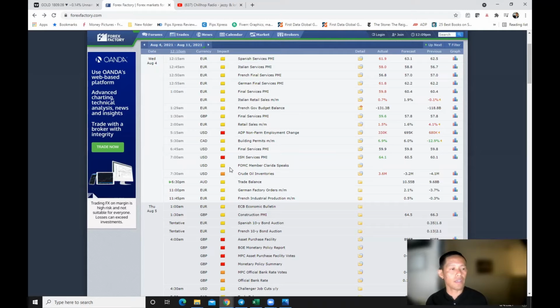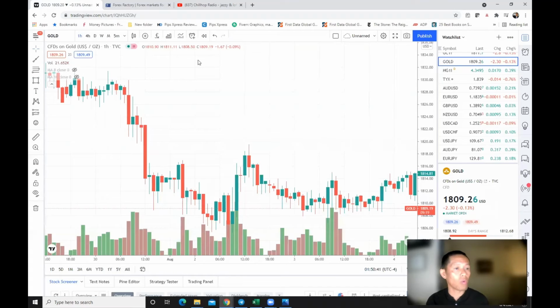In the US, on the other hand, when there's US news, it will affect the dollar index, it will affect the indices, it will affect commodities such as gold, it will affect currencies.